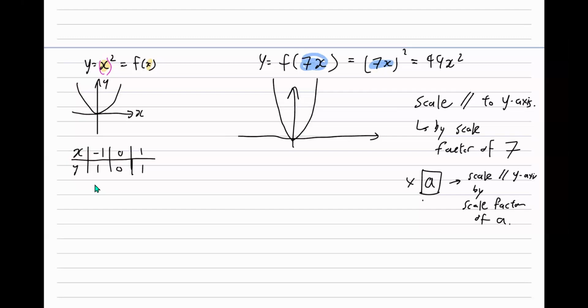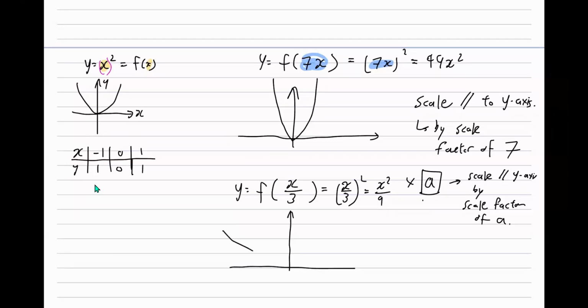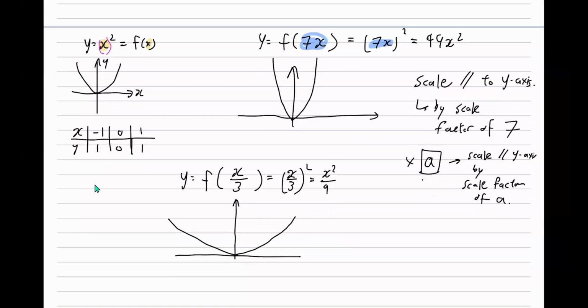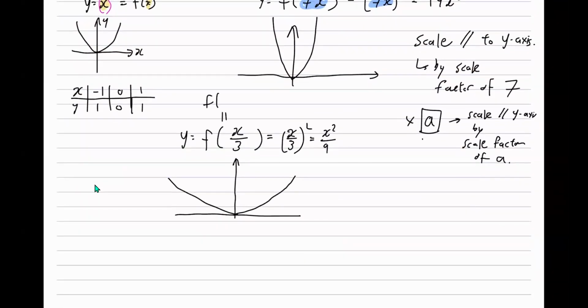That's multiplication. Division: what if you have, for example, y equals x divided by 3? What does that mean? It's (x over 3) squared, which is x squared over 3 squared, which is 9. Then the graph will just become flatter. Like this. Not very nice, should be symmetrical. In this case, you will still say that you scale. You can think of this as f of 1/3 times x. So this is a times x.